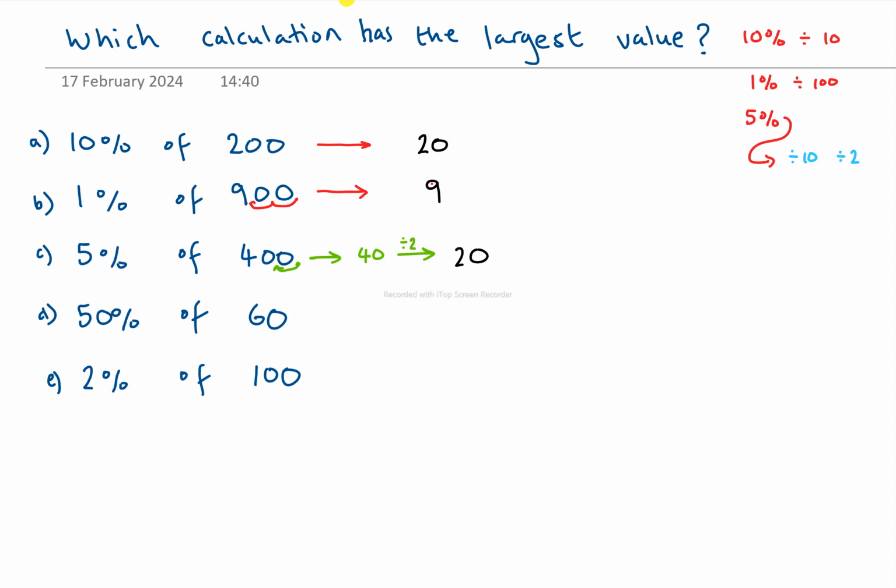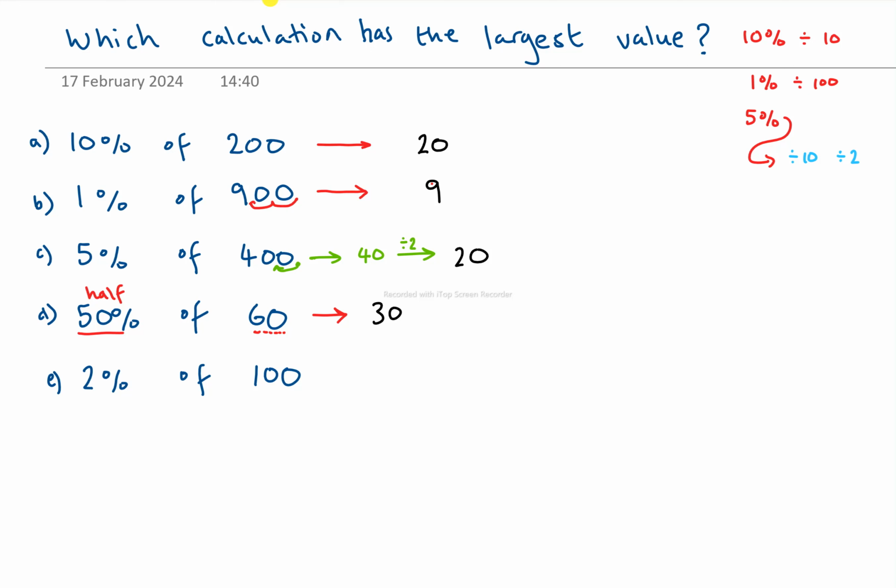Right, now we're doing 50%. So remember, whenever you see 50%, think of half. I want half of 60. And my answer is 30. Right?